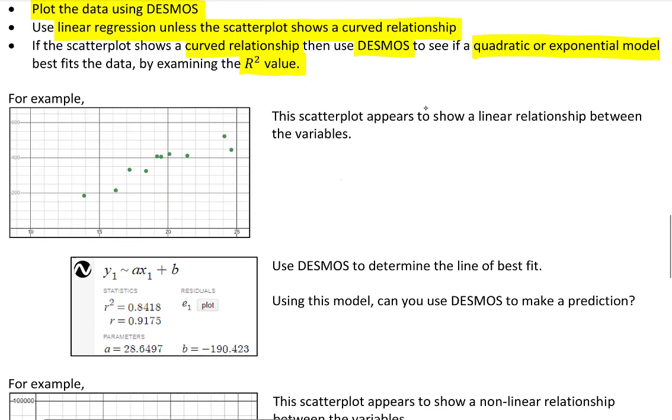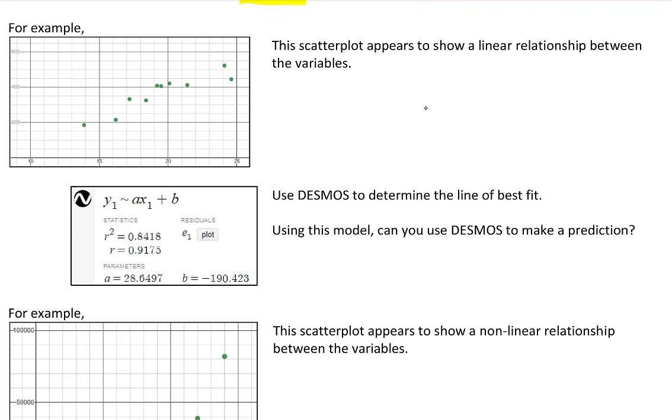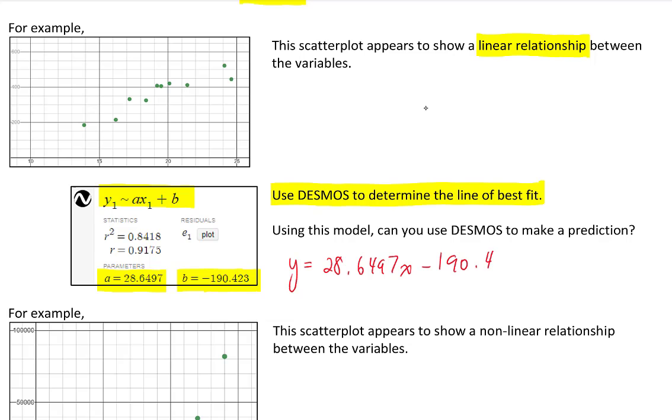So for example, this graph does not appear to be curved, so we're going to assume that this is a linear relationship between the variables. So we use Desmos to determine the line of best fit. So here's the formula that we type into Desmos for a linear relationship. And there is the a and b value we get for this model. So this tells us that y equals 28.6497x, so that's your rate of change, minus your initial value of 190.423.